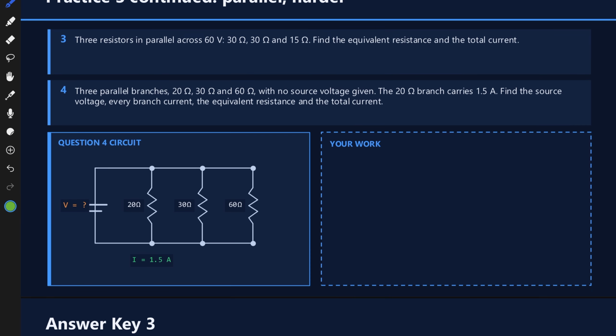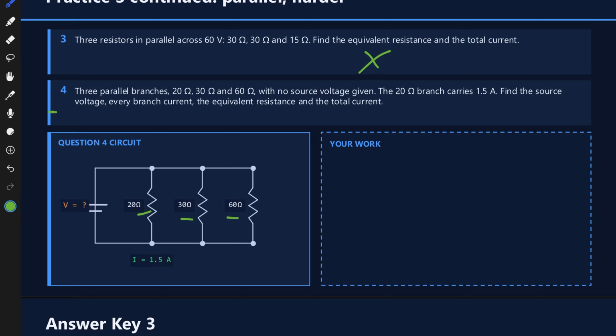Okay, so we have this one. Let's skip for now. You can try it on your own. Let's try this one. 3 parallel branches, 20 ohms, 30 ohms, and 60 ohms, with no source voltage given. So we need to figure that out probably.